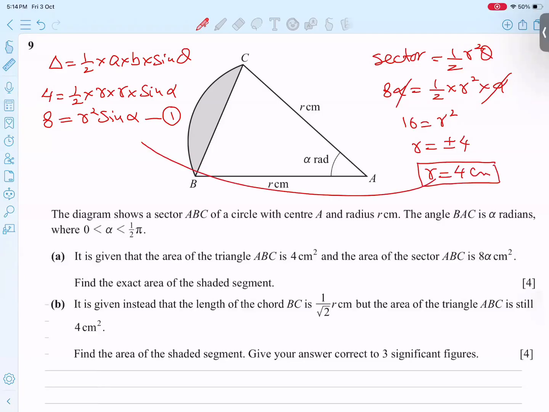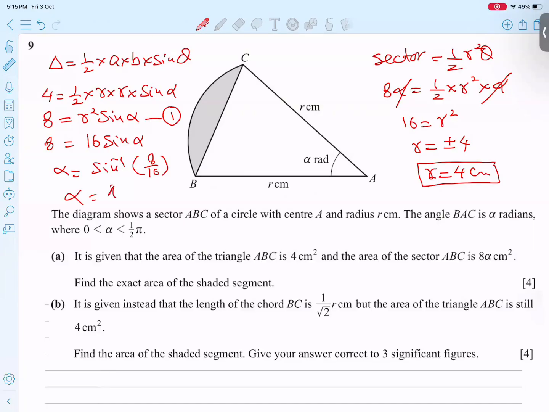And this radius, I plug in here. When I plug in 4, 4 squared is 16, so 8 equals 16 sine alpha. Alpha equals sine inverse of 8 over 16, which is a half. And if you check it, sine inverse of half is basically 30 degrees, so pi by 6. These two values I got will be used in part A only.